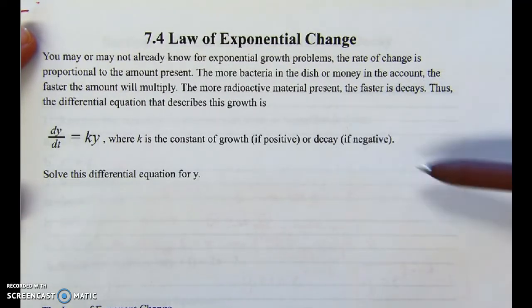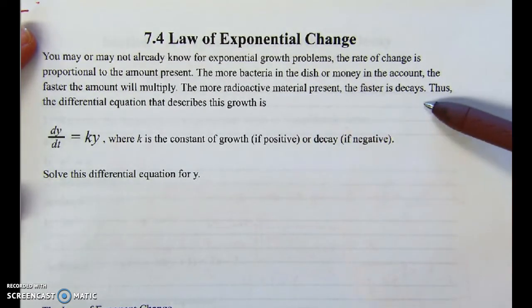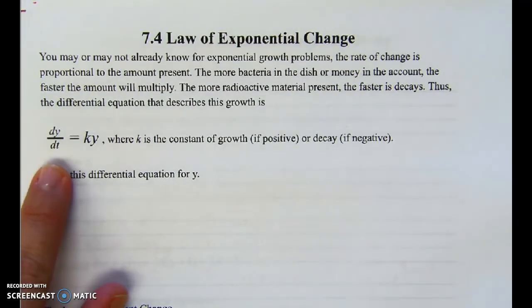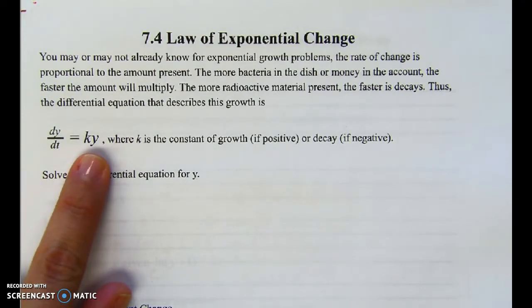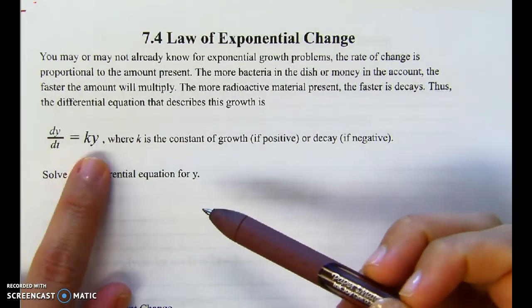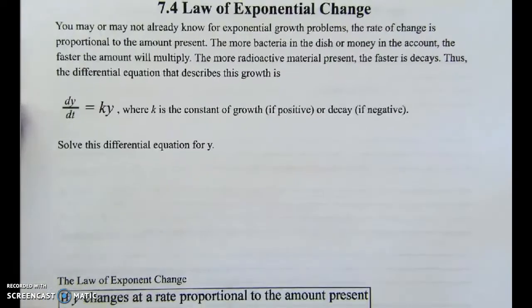Now, if something's decaying or going down, like radioactive material, the more present, the faster it decays. So, thus the differential equation is proportional to the amount that was in there. So dy over dt is equal to k times y. K is the constant of growth if positive, or decay if negative. Solve this differential equation for y.